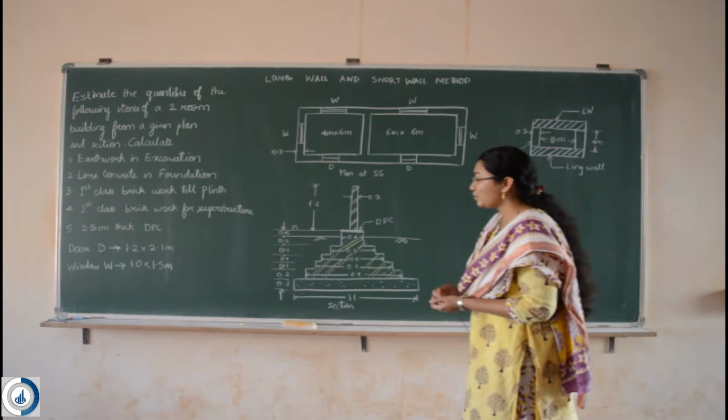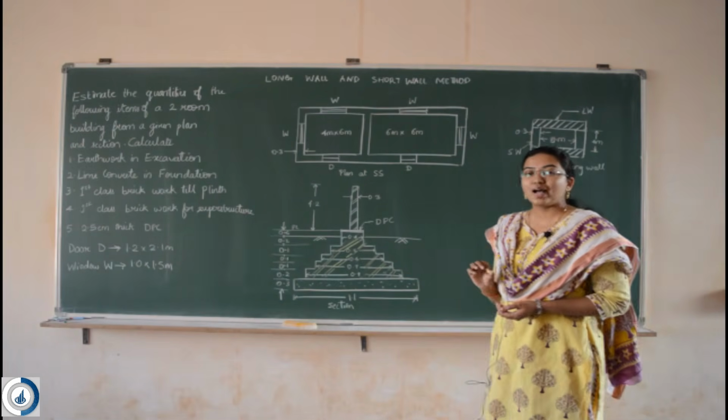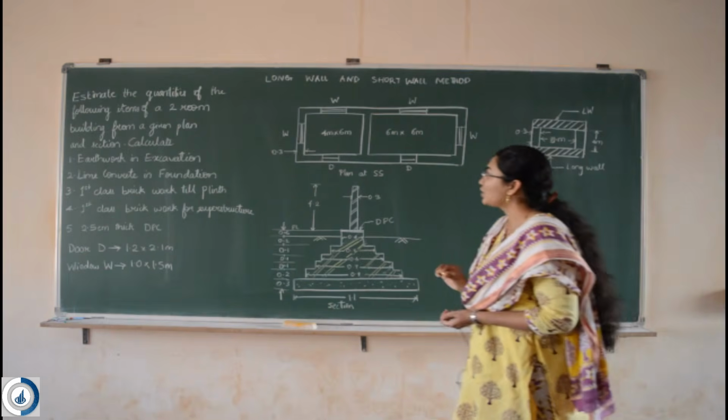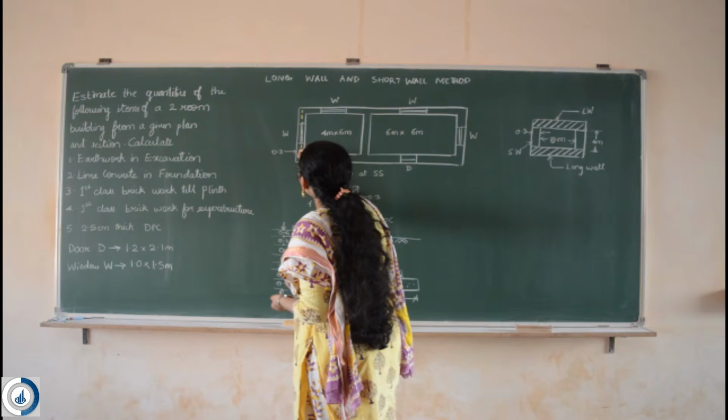Before starting with the long wall and short wall, I have to mark the center line. So how to mark the center line? I'll be drawing the center line here.